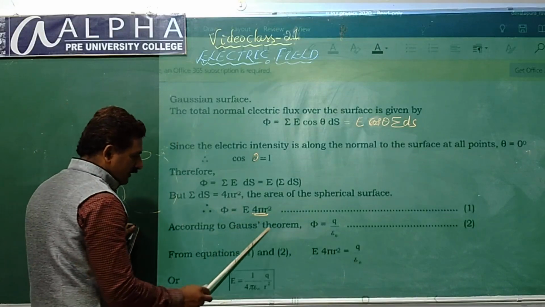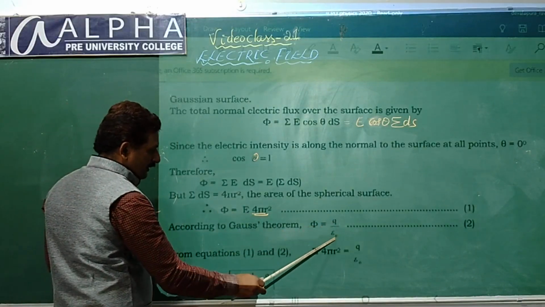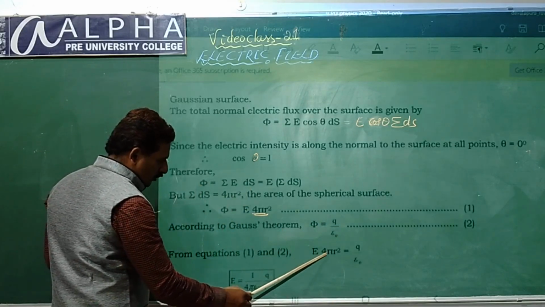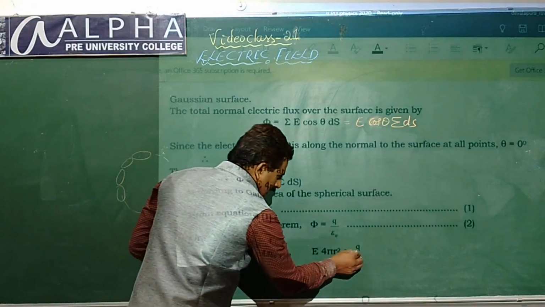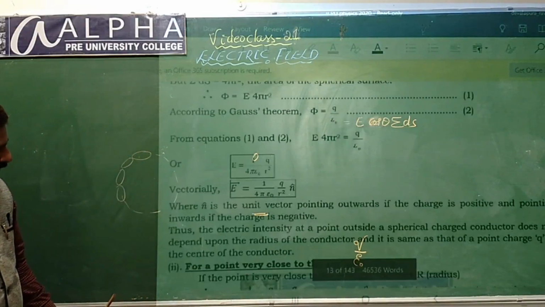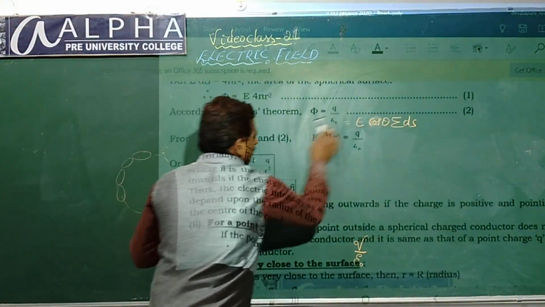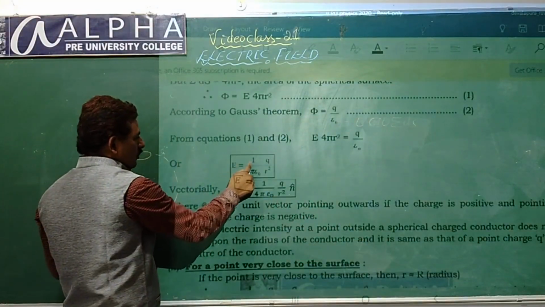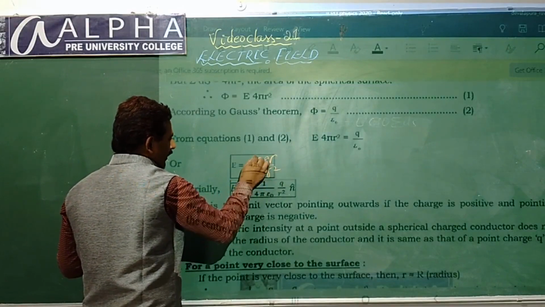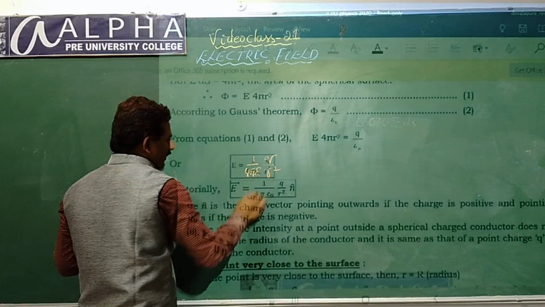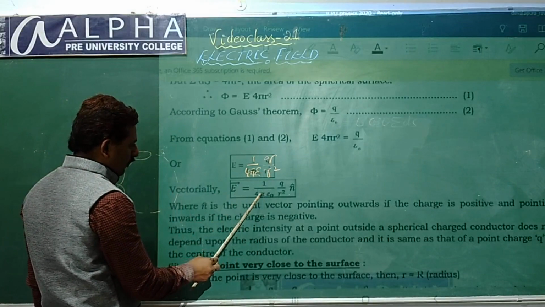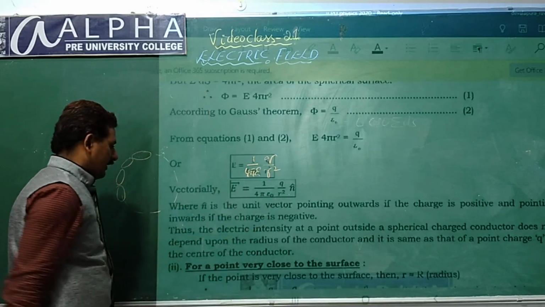Now, according to the Gauss theorem, phi equals Q by epsilon 0. We have found the value for phi, that is E into 4 pi r square equals Q by epsilon 0, students. Therefore, if you simplify further, the value becomes E equals 1 by 4 pi epsilon 0 Q divided by R square. Q by R square, a little bit smaller here. You will see clearly in your study material. This is the magnitude form, and this is the vector form: 1 over 4 pi epsilon 0 Q by R square into n cap.